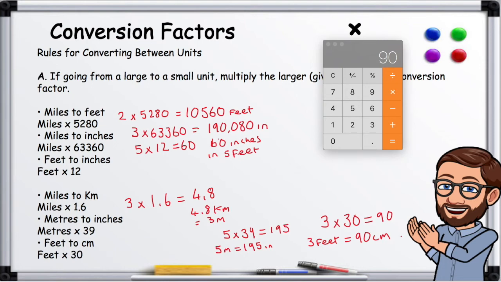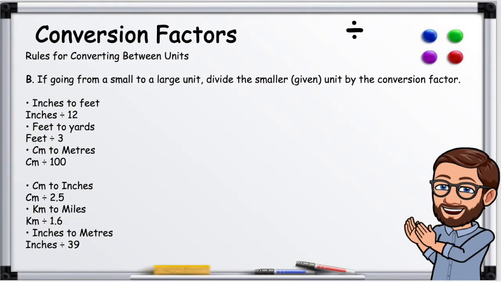So that's how we go from a larger unit to a smaller unit. We multiply. Okay, now let's see how we convert from a smaller to a larger unit. Now from a smaller to a larger unit, we divide the smaller given unit by the conversion factor. Let's see how this works in practice. Let's take inches to feet. The inches are obviously smaller than feet. There are 12 inches to a foot. So let's see this in practice. Let's see if we're given 48 inches and see how many feet that is. Now, some of you who know your times table will know this already, but I'm going to go through it anyway.